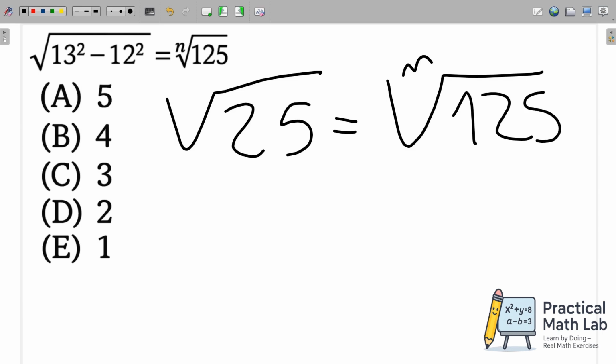What's the square root of 25? 5, because 5 times 5 is 25. 5 squared equals 25, and the square root is the inverse of exponentiation. Now, to find the value of n so that this side is also 5, let's do this. We can use elimination.